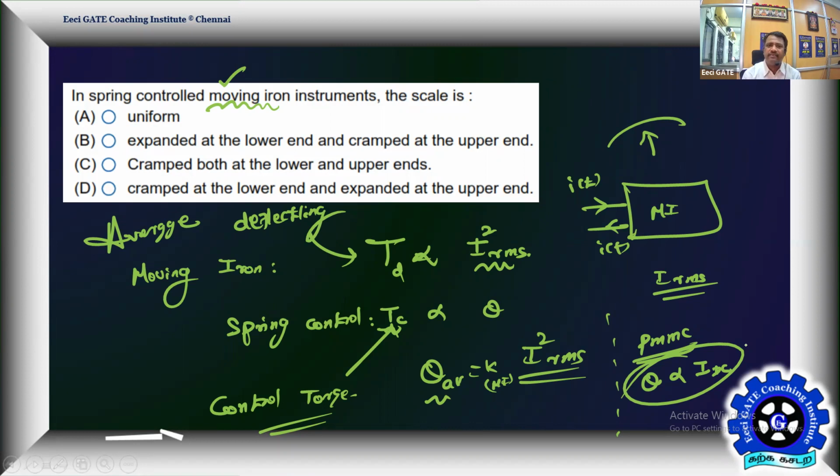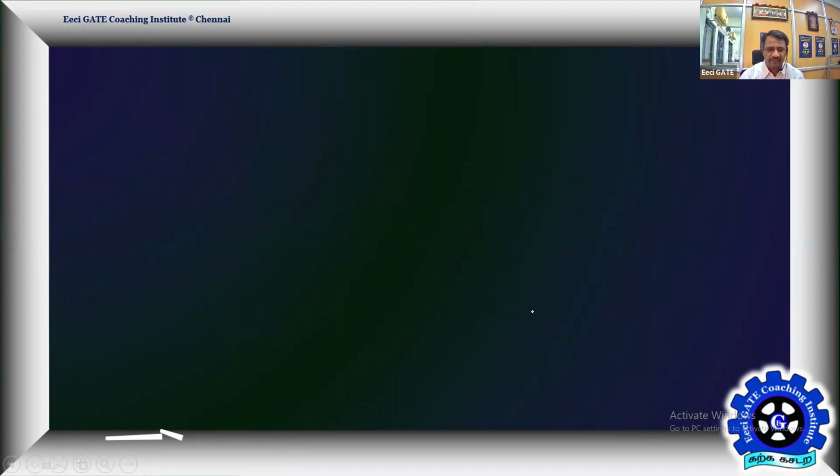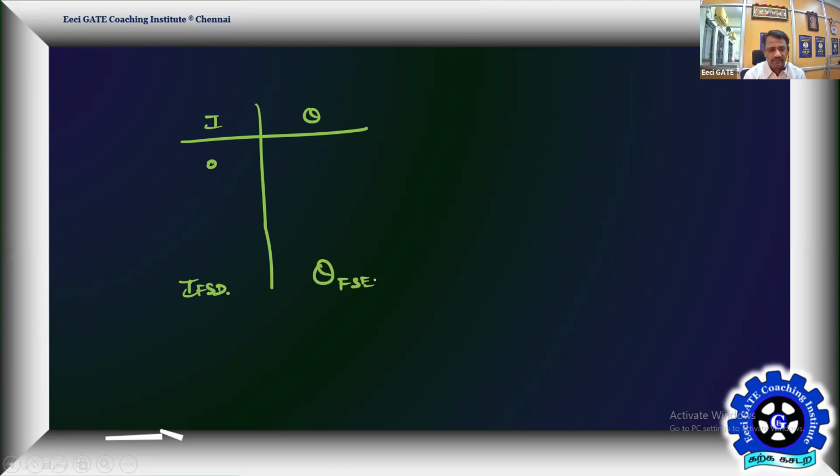The reason is they do not have a linear law between theta and I. It's not like y equals mx, it's like y equals mx square. Whenever something resembles y equals mx square, it is going to be non-linear. The moving iron also suffers from the same problem. So what is the problem because of this? We'll see. This is my current and this is my theta. I'm going for the maximum current. Current is 0, and at the full scale deflection current, I get theta FSD.